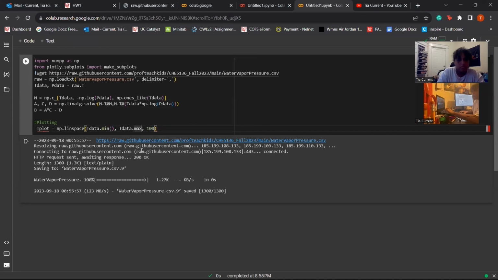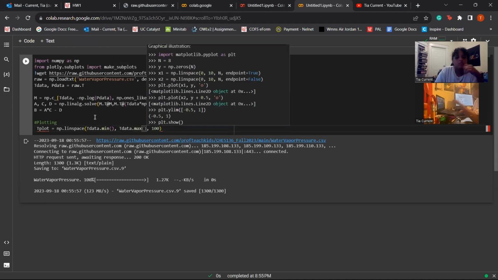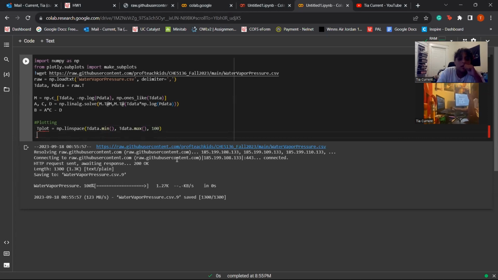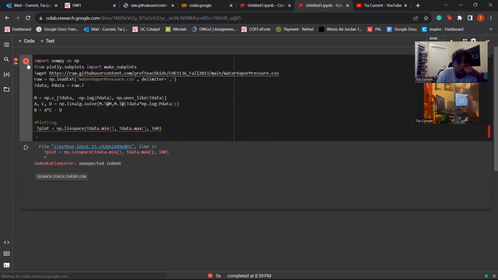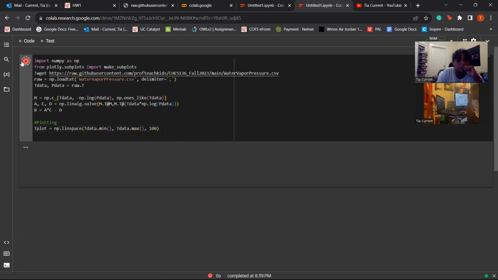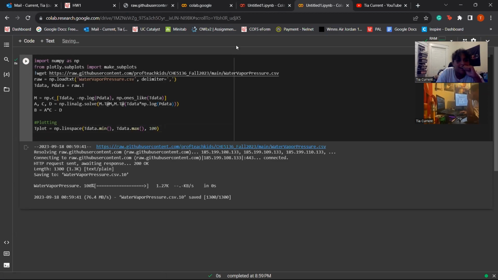I forgot to put these little thingamabobbers in there. I think it would work now. Indentation. Oh. Haha. Got them.